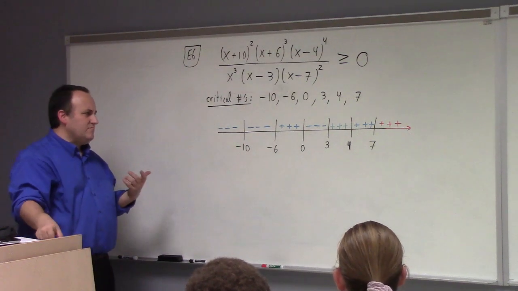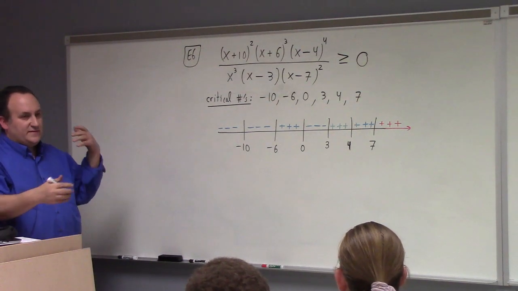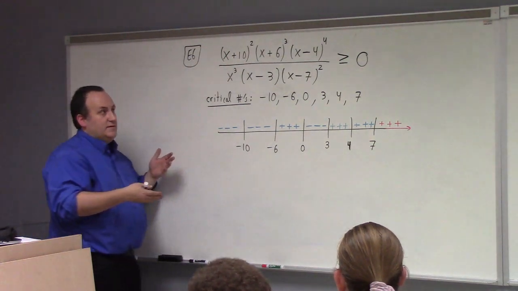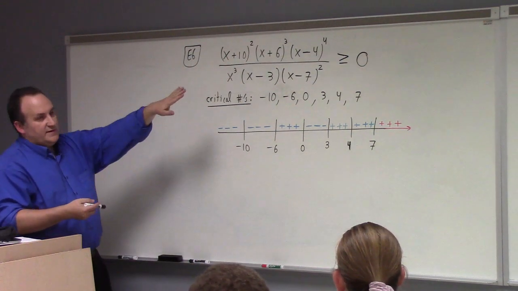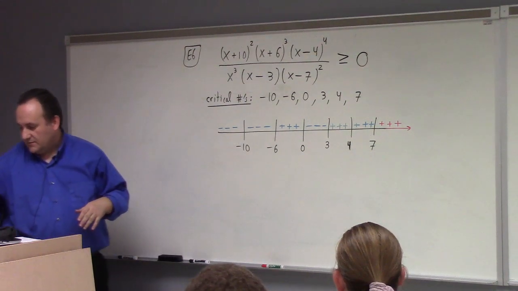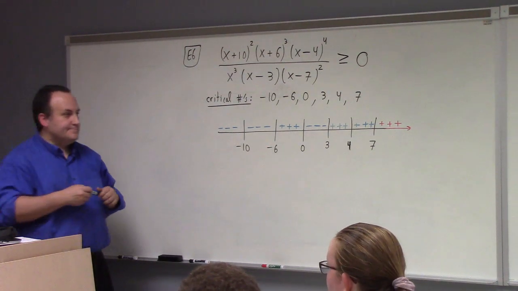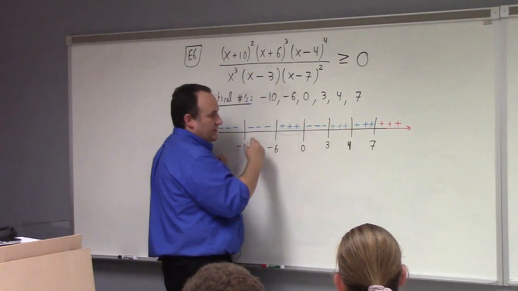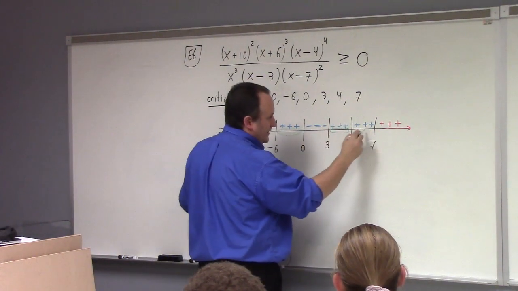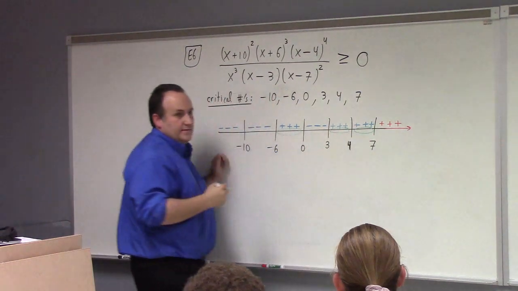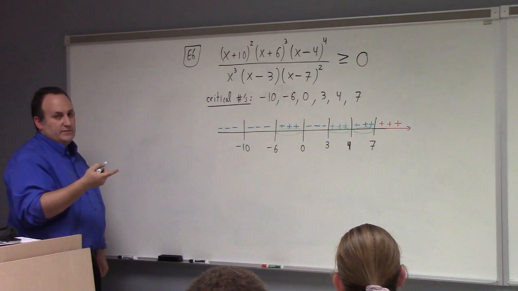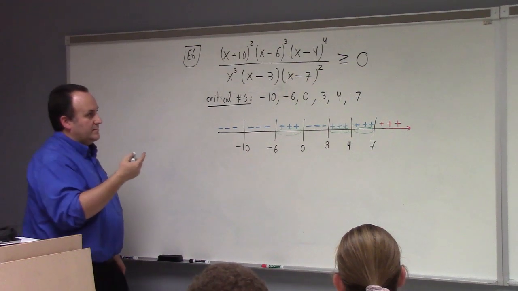But it doesn't matter whether the factor's in the numerator or the denominator, the rule is still the same, okay? So now we're trying to solve greater than or equal to 0. What should I be looking for? Things that are greater than or equal to 0. So I should be looking for what? This, and this, and this, right? And if I'm solving greater than or equal to 0, what should be in my solution set?